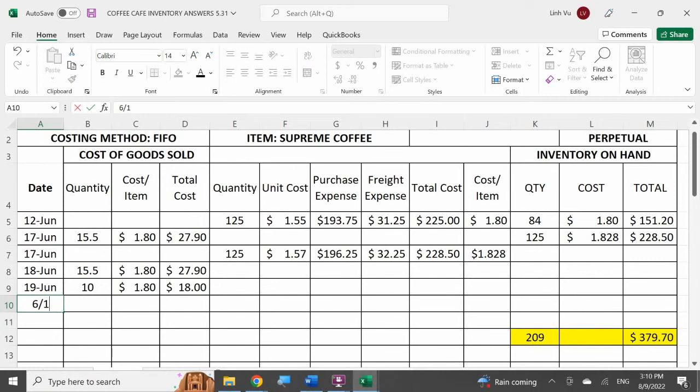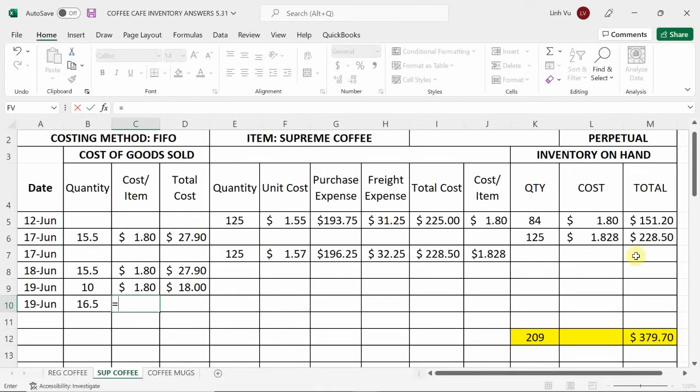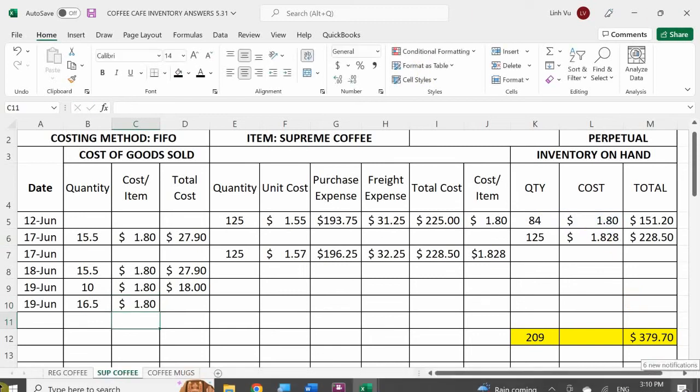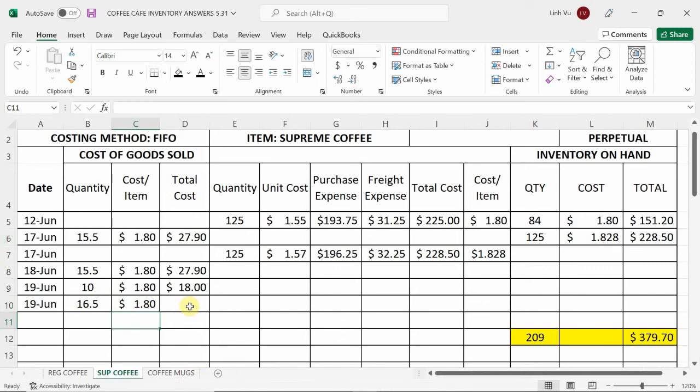What about the Supreme coffee? We also used 16 and a half pounds. So it's still $1.80 per pound. Good. So what is going to be my total cost of goods sold if I used 16 and a half pounds at $1.80? $29.70.